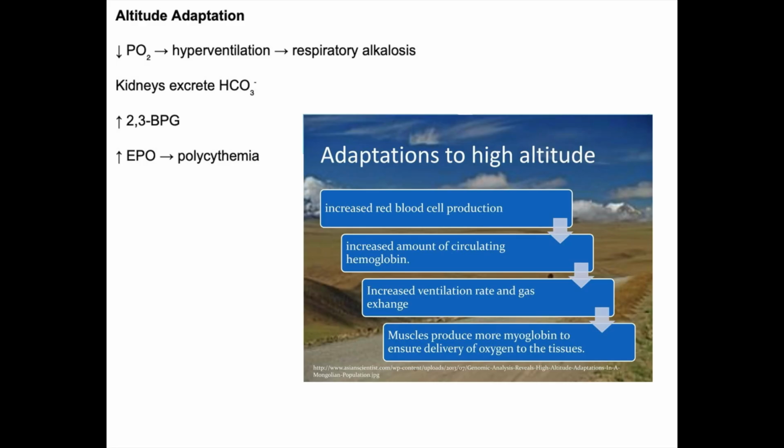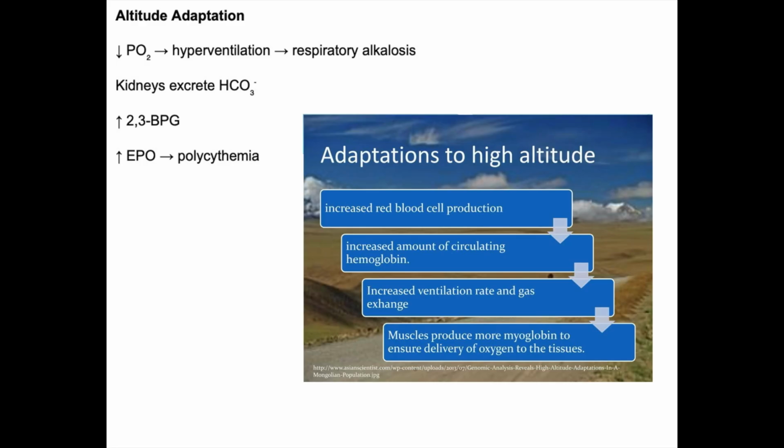But anyway, so alkalosis suppresses ventilation via central chemoreceptors. So the body adapts. The kidneys compensate by excreting bicarb, so that will then lower pH back toward normal and allow ventilation to remain elevated. So over days to weeks, 2,3-BPG increases. That will then cause a right shift on the oxyhemoglobin curve, and that will cause improved oxygen unloading. EPO will also increase. And remember, going back to our hematopoiesis discussion, EPO is erythropoietin. And that's going to cause increased red blood cell production. You're going to get polycythemia, and that will increase oxygen carrying capacity.